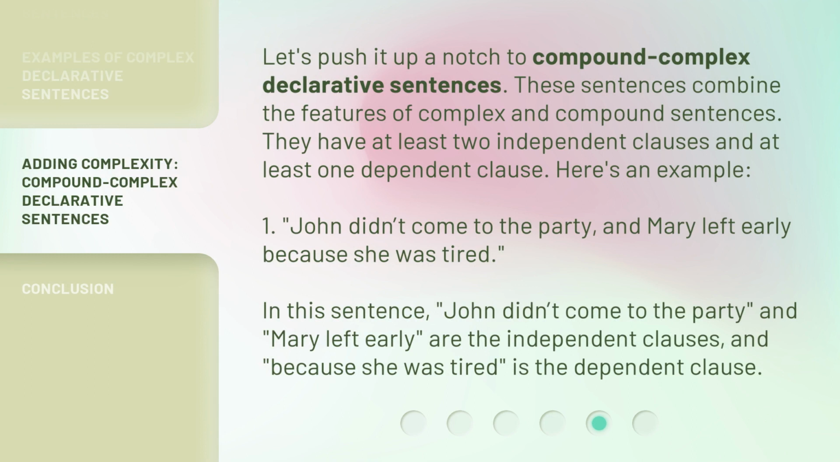Let's push it up a notch to compound complex declarative sentences. These sentences combine the features of complex and compound sentences. They have at least two independent clauses and at least one dependent clause. Here's an example. 1. John didn't come to the party, and Mary left early because she was tired. In this sentence, John didn't come to the party, and Mary left early are the independent clauses, and because she was tired is the dependent clause.